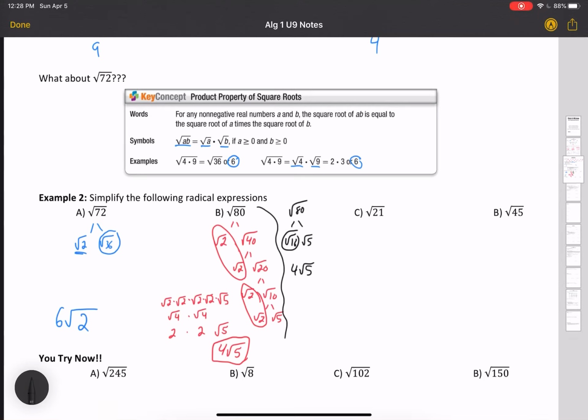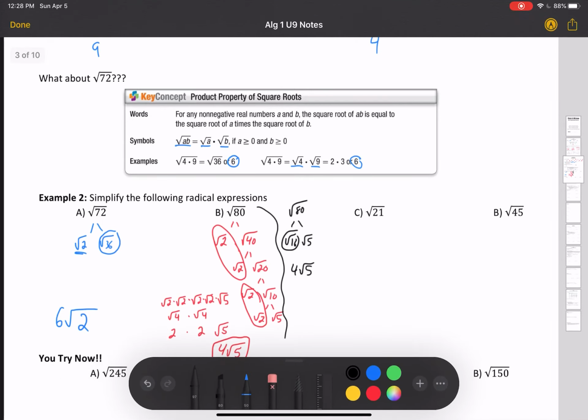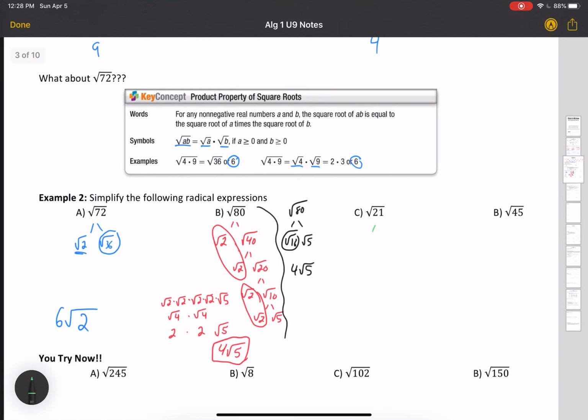Okay? Let's look now at square root of 21. Square root of 21, what does that break down into? Well, square root of 3 times the square root of 7. Can you break down 3 or 7 anymore? No, because they're both prime. Can they buddy up and come outside? No, because they're different numbers. Therefore, all I can do is keep that as square root of 21. Square root of 21 does not break down anymore because there are no perfect squares hidden within square root of 21.